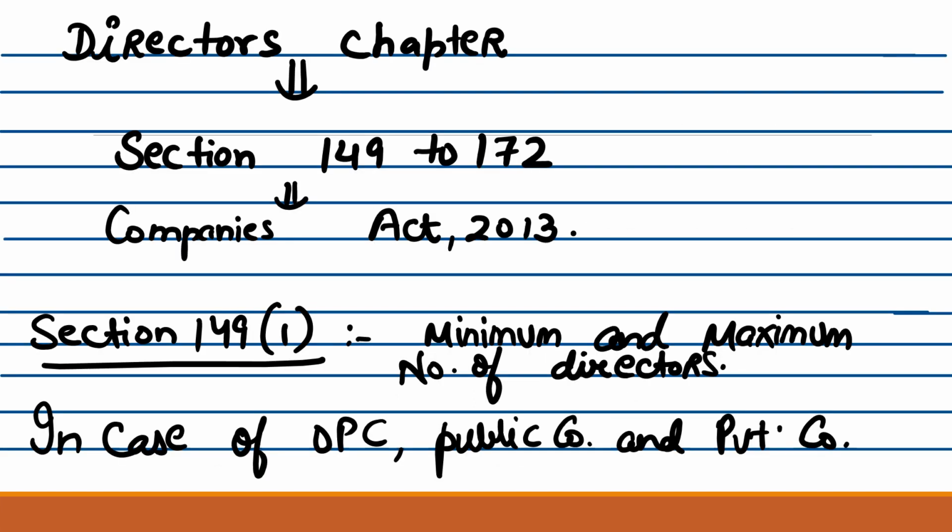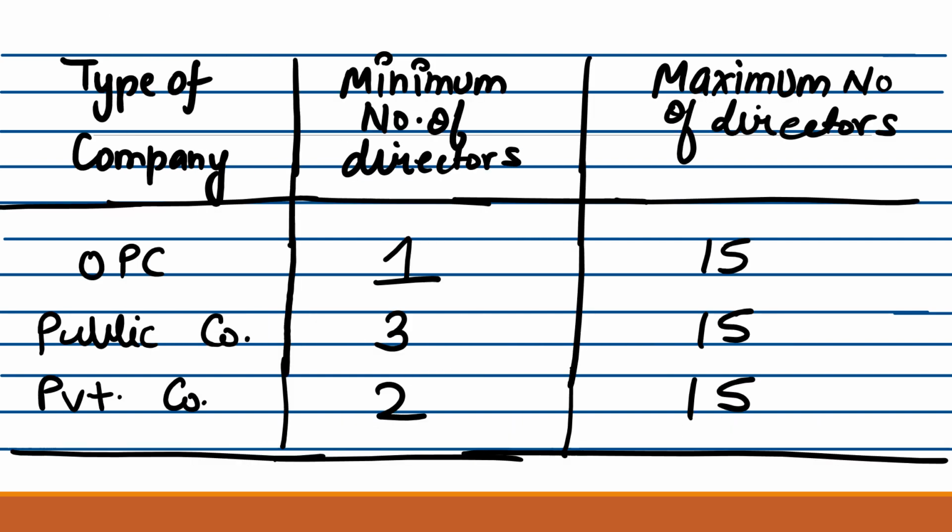Now the directors chapter is covered under section 149 to 172 of the Companies Act 2013. First of all, starting with section 149 subsection 1, it talks about the minimum and maximum number of directors in case of OPC, public company and private company. Now let's have a look at the type of company, the minimum number of directors in case of each class of companies, as well as the maximum number of directors.